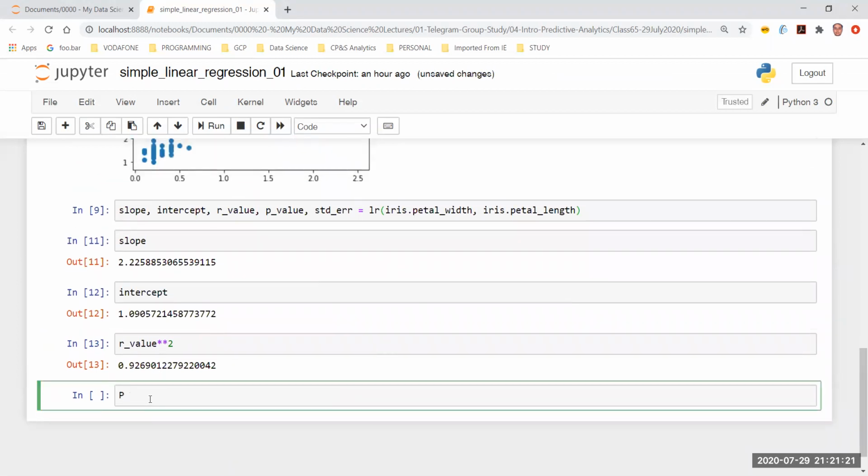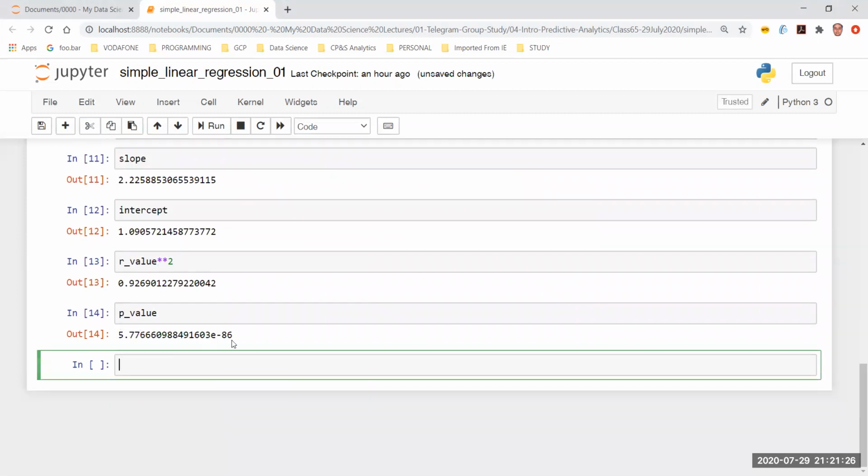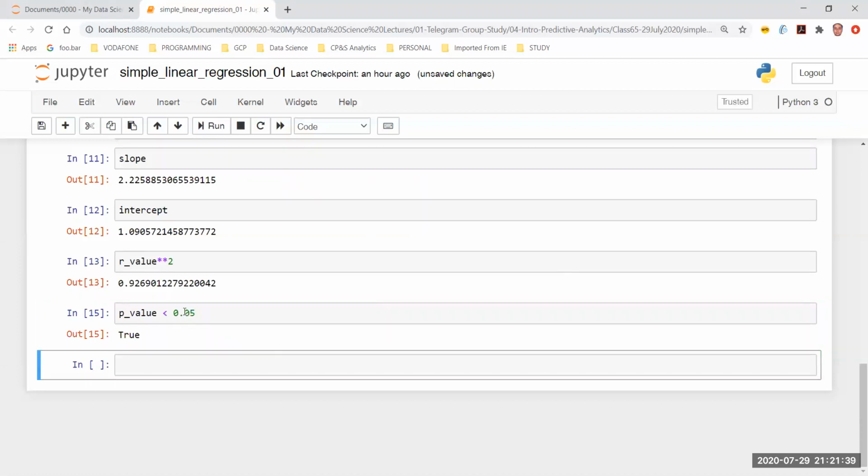Next value, p value. P value is approximately 5.78 e to the power minus 86. So this is like 10 to the power minus 86 multiplied by 5.78. This is very, very small. And obviously, the p value in this case is much smaller than 0.05, which is my acceptance level. My confidence interval, because I've not specified anything, is 95%, and that's why my alpha value is 0.05. P value is less than alpha. I reject the null hypothesis. I have got all the outcomes.